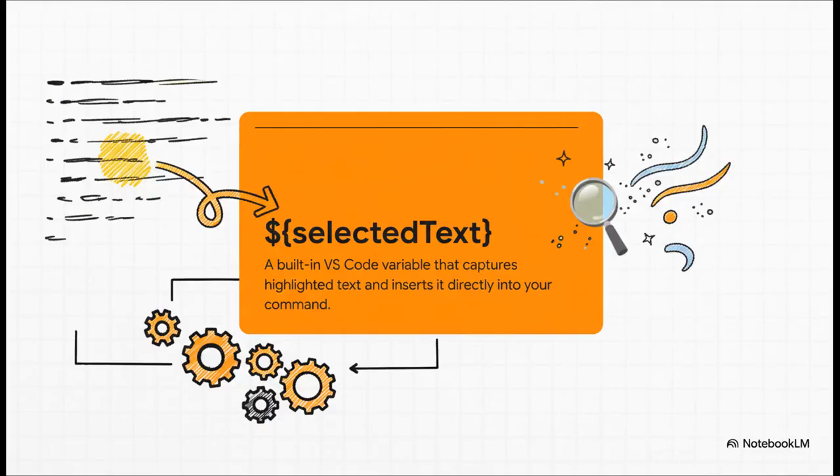Now look closely at that prompt. You see that selected text variable? That right there is the magic ingredient. It's a built-in VS Code variable that automatically grabs whatever code you have highlighted and just injects it right into our curl command. No extensions, no sidebars, just pure, seamless, context-aware integration.